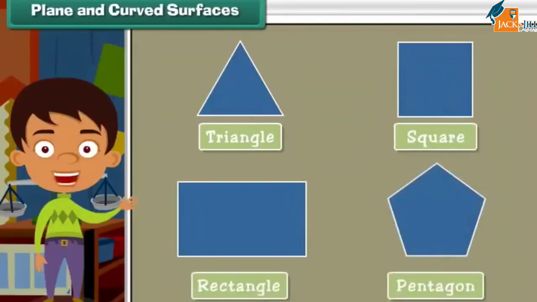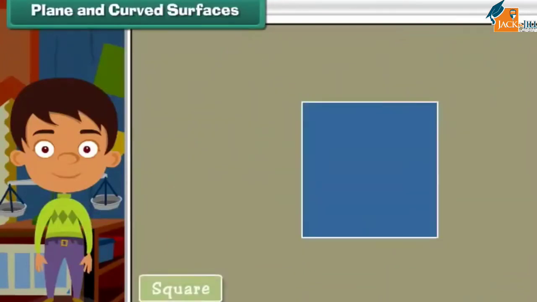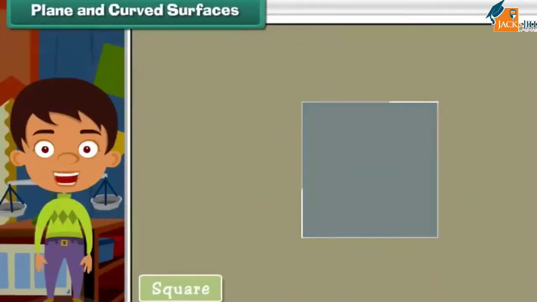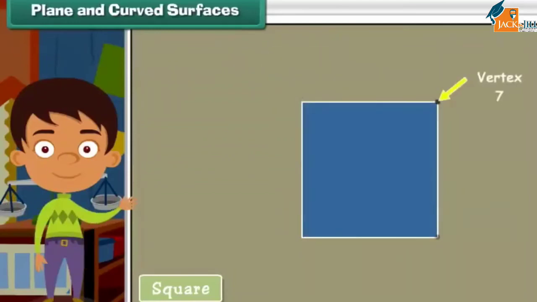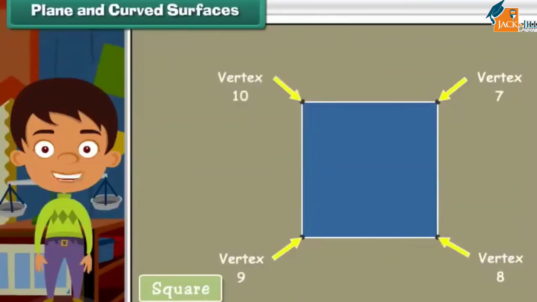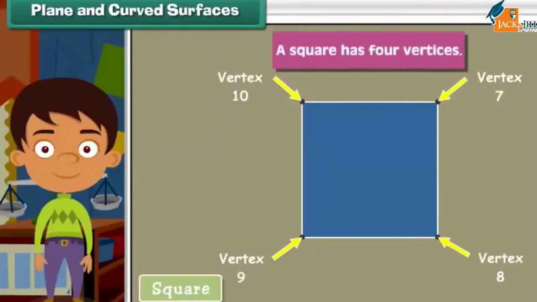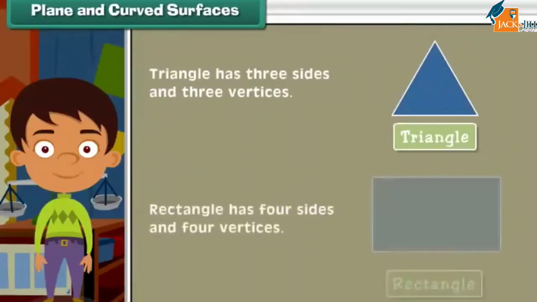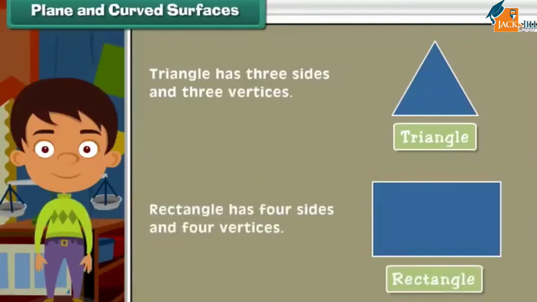Now we'll study about plane figure, sides and vertices. Look at this square. Arrows 1, 2, 3, 4 indicate the sides of a square. A square has 4 sides. The point at which two sides meet is called a vertex. Arrows 6, 7, 8, 9 indicate the vertices of a square. So here we see the square has 4 vertices. Similarly, a triangle has 3 sides and 3 vertices. A rectangle has 4 sides and 4 vertices.